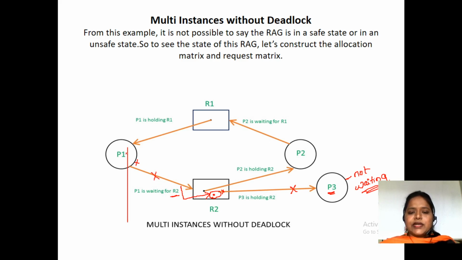P1 task completed. Then P1 is holding R1, so it will also release this R1. So when R1 is free, then P2 is going to take R1 and it will also complete the task.